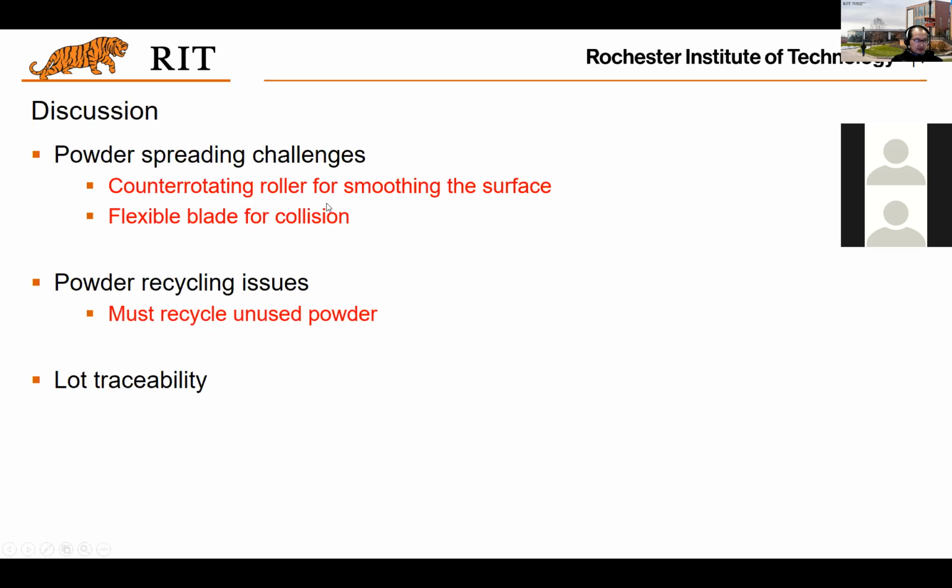Another thing is basically a rotating roller is used to smooth the surface during the powder spreading process. All right. Again, the recycling. We have talked about this in the selective laser sintering process for plastic powder, right? So for the metal one, you have to recycle the unused powder because it's so expensive. I mean, it's not affordable if you do not recycle it. So the recycling of unused powder is a must.